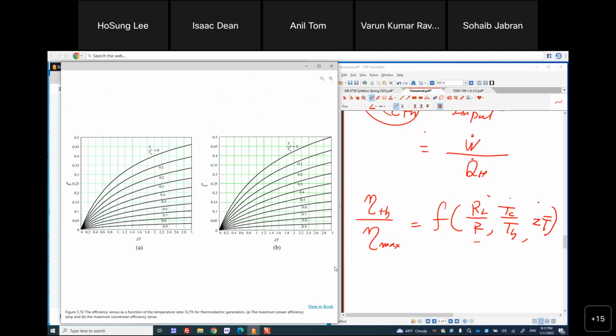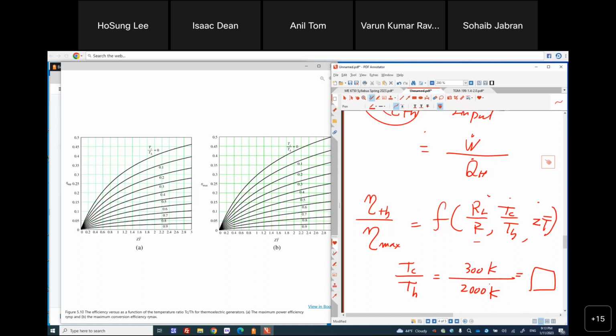How to calculate the temperature ratio? About the combustion, 2000 K, and this is about 300 K. What would it be? Can you calculate? If it is 1000, then 0.3, yes? Yeah, so you can estimate the 0.3 if it is 1000, something like that. You have to use Kelvin.